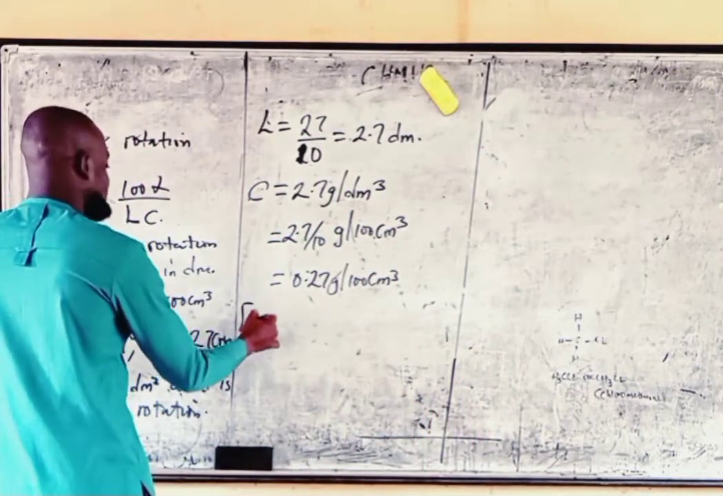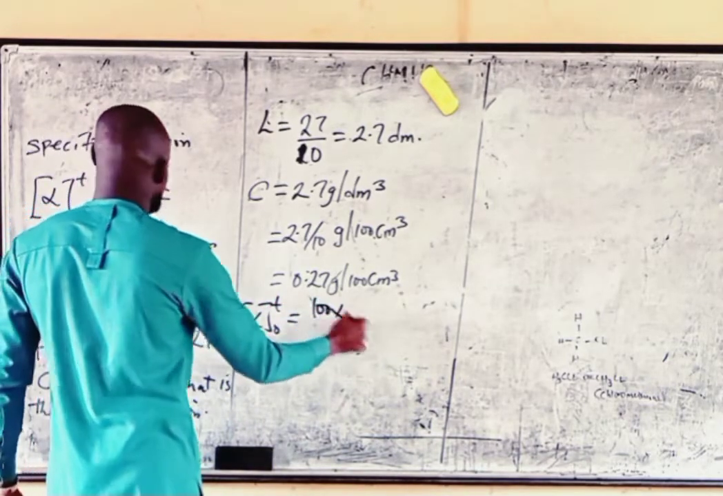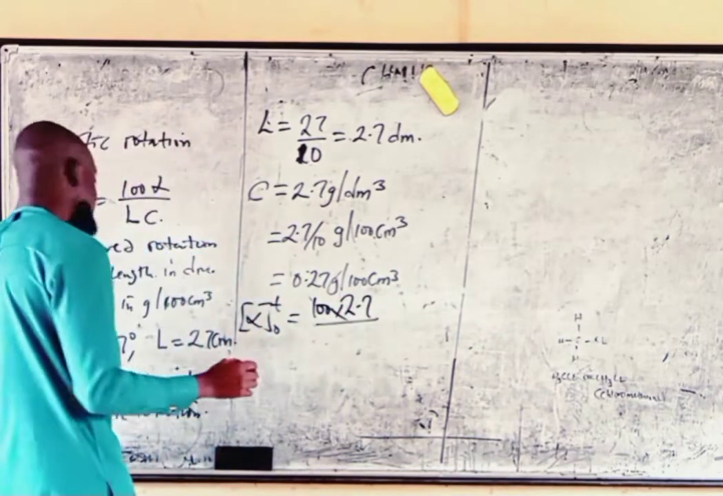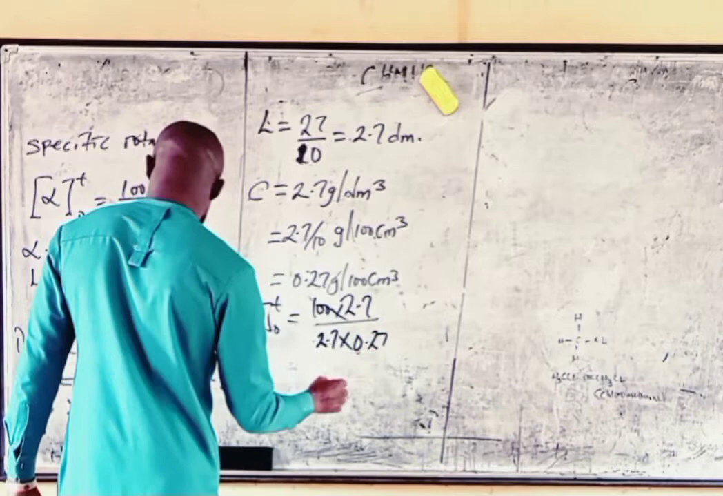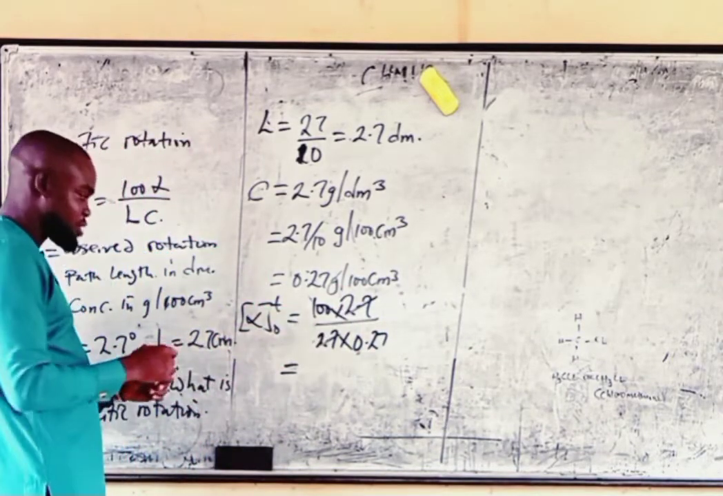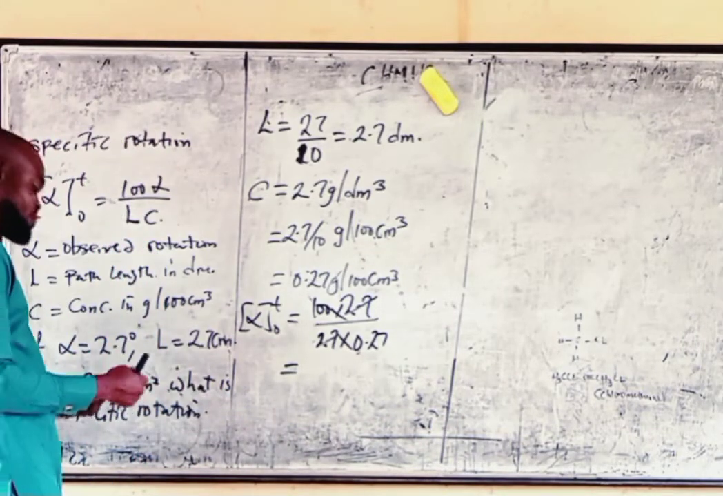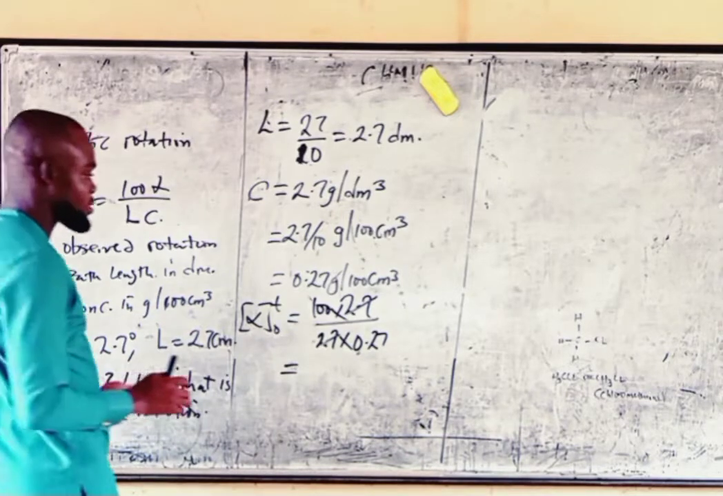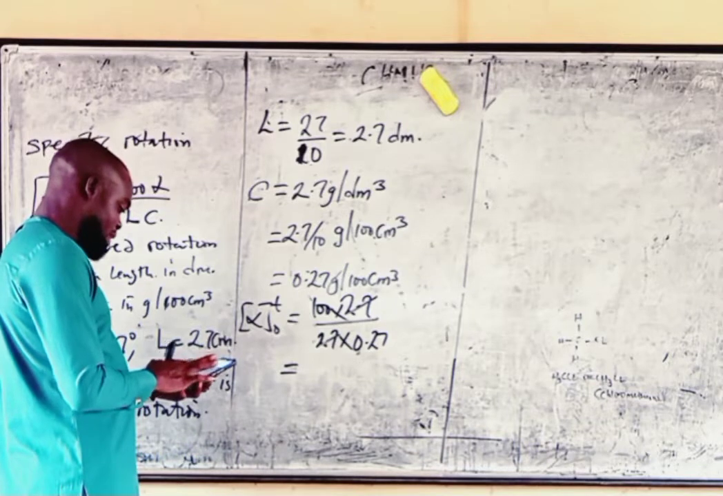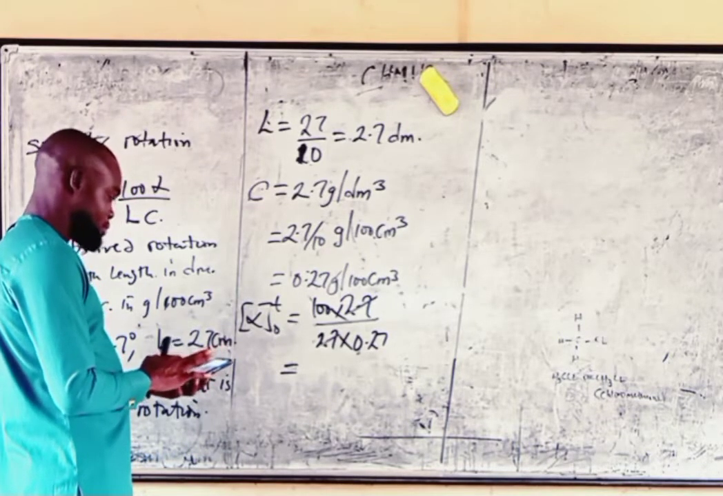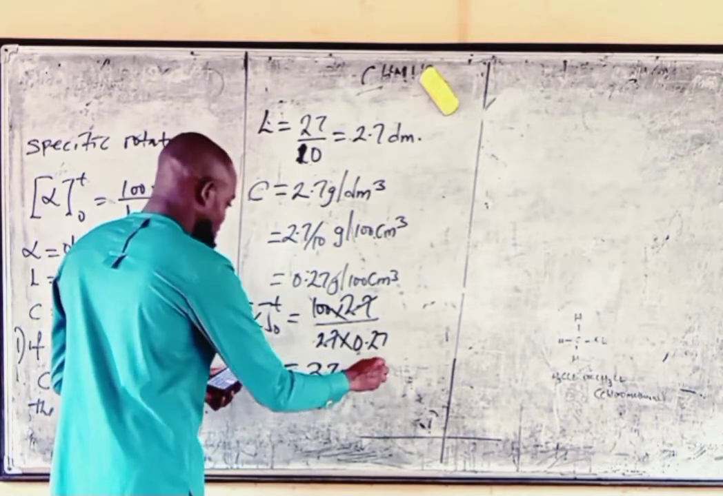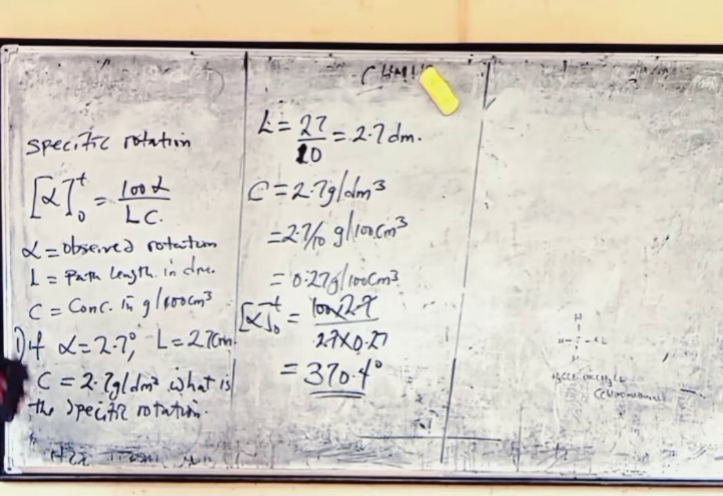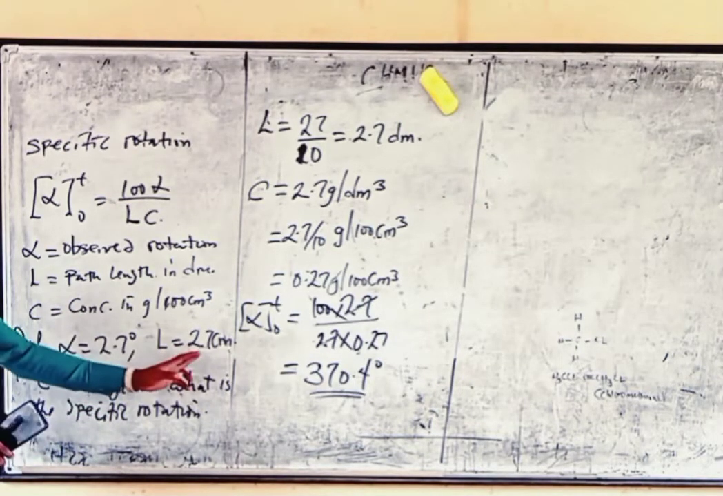So our specific rotation will be equal to 100 times the observed rotation, 2.7, over the path length, which is 2.7, then times 0.27. So we cancel this. 100 divided by 0.27, from your calculator, what I'm having is 370.4 degrees. Please ensure you know how to convert from grams per dm cube to grams per 100 cm cube. That is very important. And also ensure you know how to convert this to decimeter.